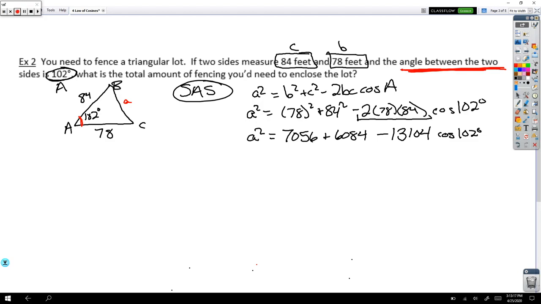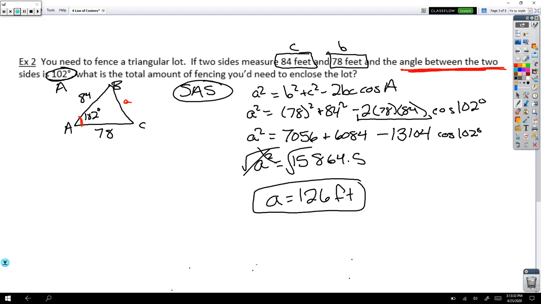Adding up everything and subtracting, we get a squared equaling 15,864.5. Now I need to square root both sides. So a is approximately 126 feet. Now that's not my final answer. When you read the question, it asks for the total amount of fencing, not just side A's amount of fencing. So we have to add up all the different side lengths.